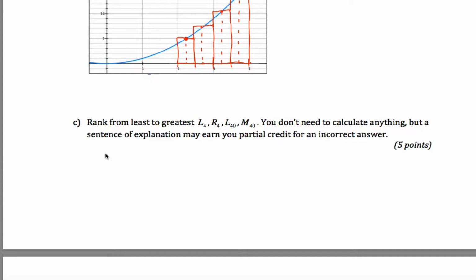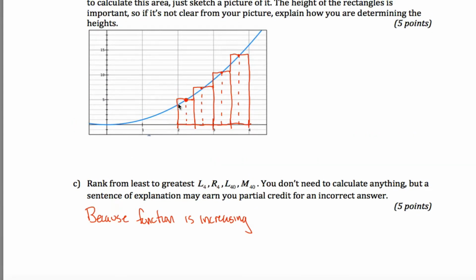Okay, so what you need to know is that because my function is increasing, using the left endpoint, I mean, you can kind of just see it here. If I use the left endpoint, my rectangle would be this guy. If I use the right endpoint, my rectangle would be this guy. The left endpoints, my rectangles would all be less than the true area. The right endpoints, my rectangles would all be more than the true area.